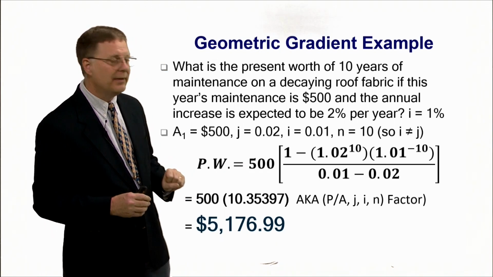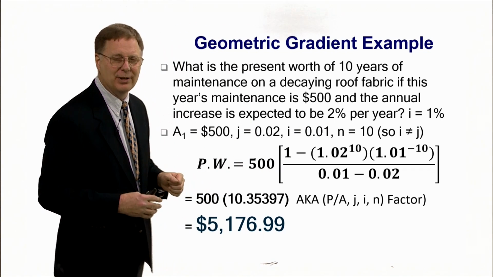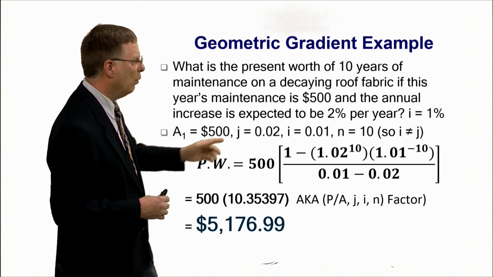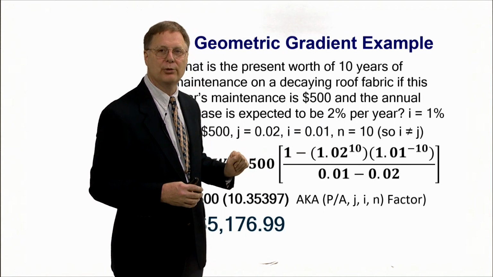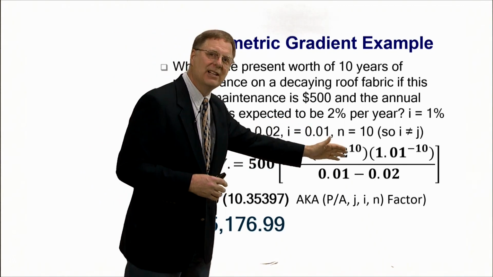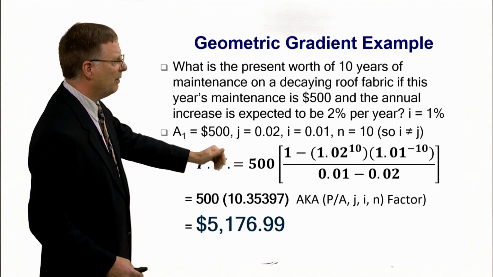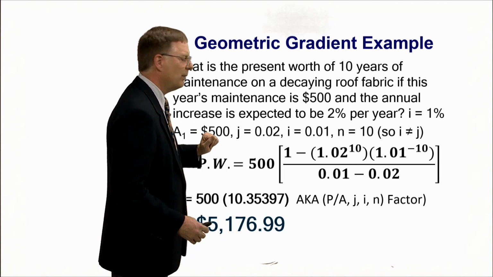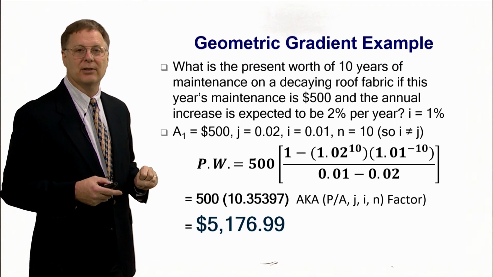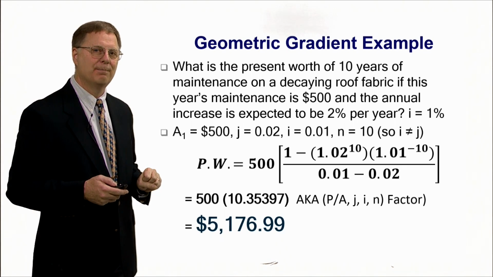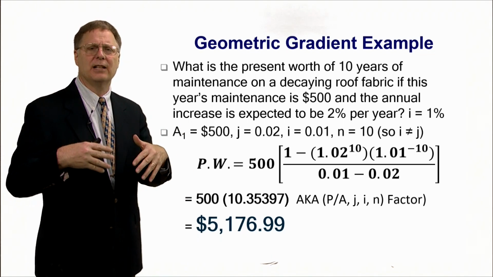It's a big equation. There is a negative exponent in there, but it's an equation that you can do. You can work from the inside of the parentheses out. 1 plus J to the N is 1.02 to the 10th power, and 1 plus I to the N is 1.01 to the 10th power. We calculate all that out, and that comes up to a factor of 10.35397. And we multiply it against the $500, and it comes up to $5,176.99.